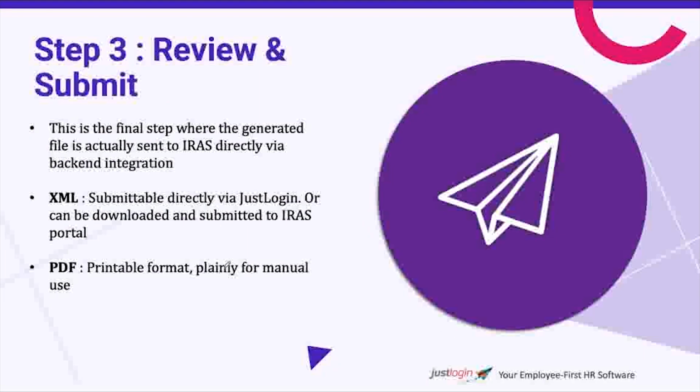Step 3, or last step, the review and submit. You can download PDF to review again, or download the table form when you generate the XML file to cross-check, but once it is correct, you can now send to IRAS directly via our integration or Apex. We have 2 files found here, PDF and XML. XML file is the accepted file to direct submit to IRAS, and you will see the green button to submit it. PDF, we all know this printable format you can review or also share to your employees.